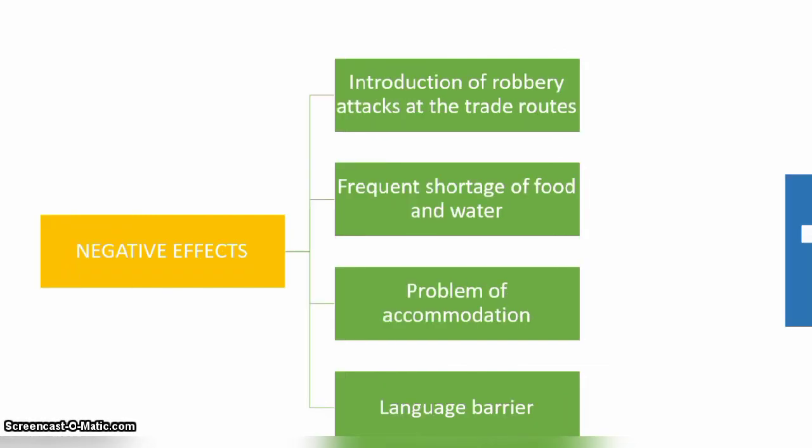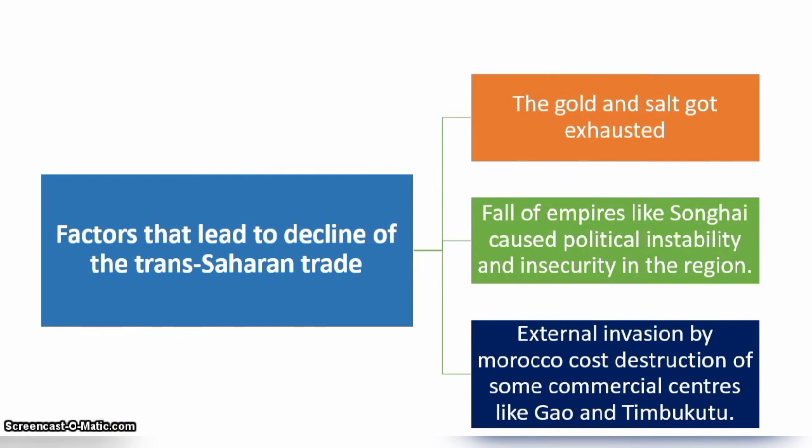Then the factors: gold and salt got exhausted. Fall of empires like Songhai caused political instability and insecurity in the region. Then we looked at the external invasion by Morocco, which caused the destruction of some commercial centers like Gao and Timbuktu.